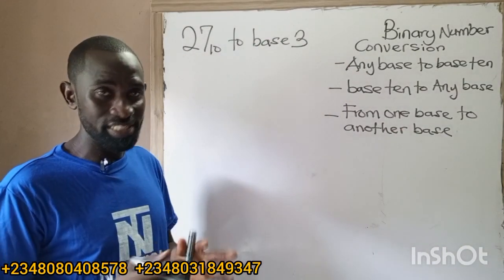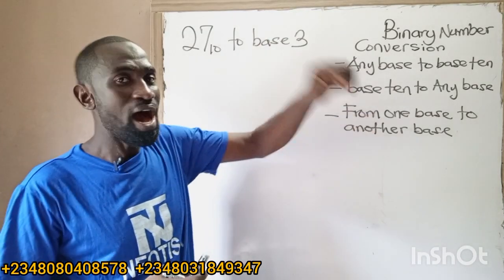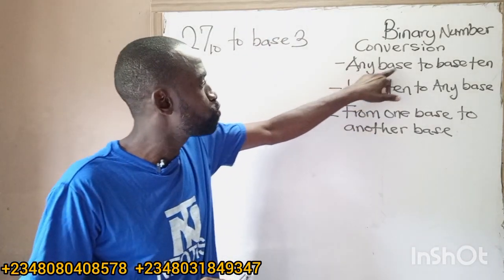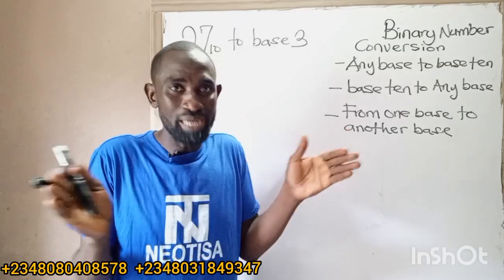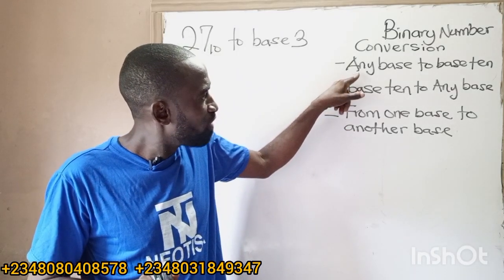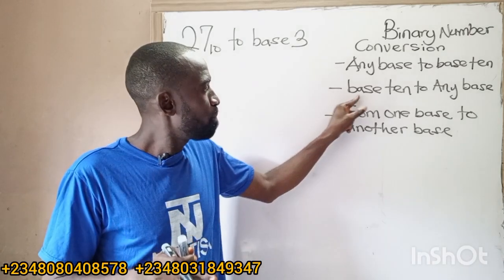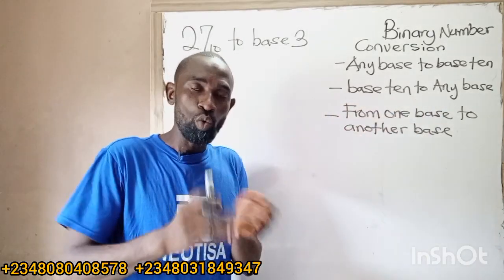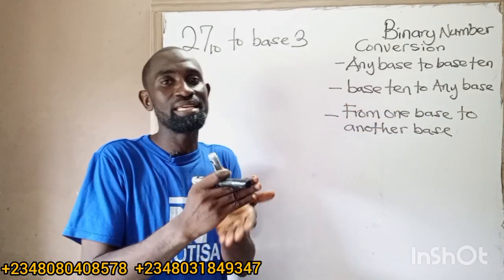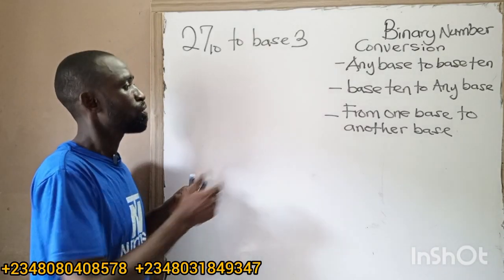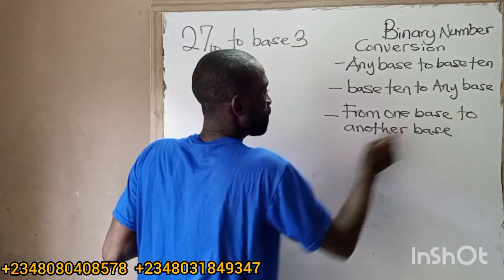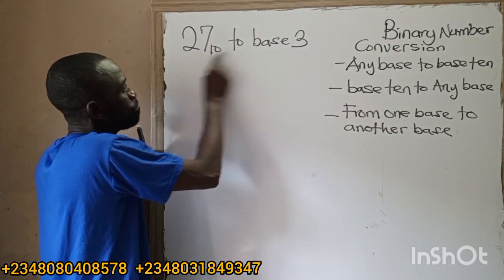So class, what we're saying is this. Whenever we are asked to convert from any base to base 10, we expand. From base 10 to any base, we divide repeatedly, like what we have here. From one base to another base, see, we have to convert from base 10 to base 3.